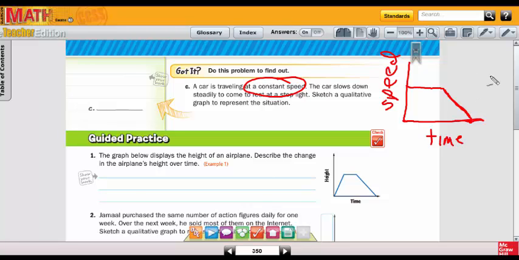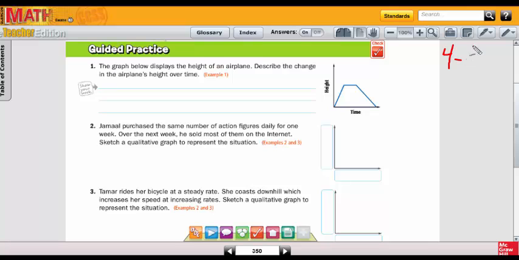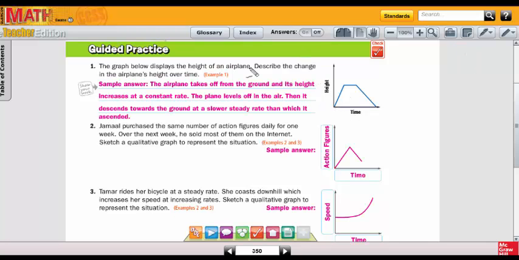Please do guided practice. Here are your solutions to 4-9, guided practice. The graph below displays the height of an airplane. Describe the change in the airplane's height over time. I'm going to do this the easy way here. So let's look at the way that the answer key answers this.